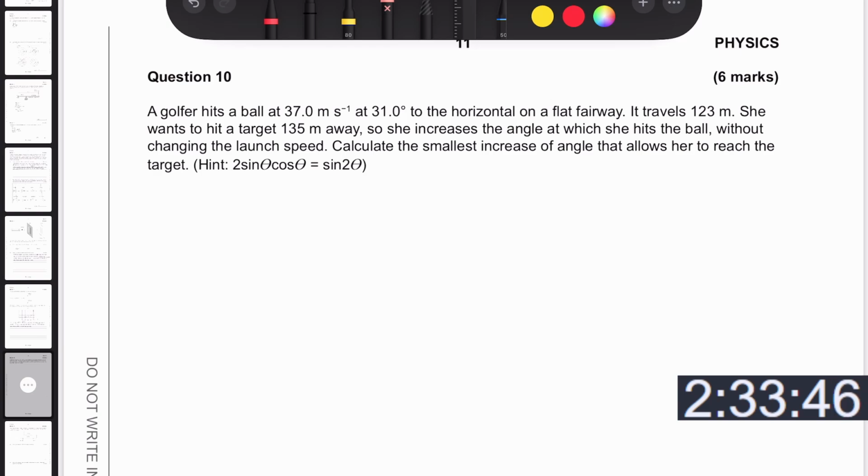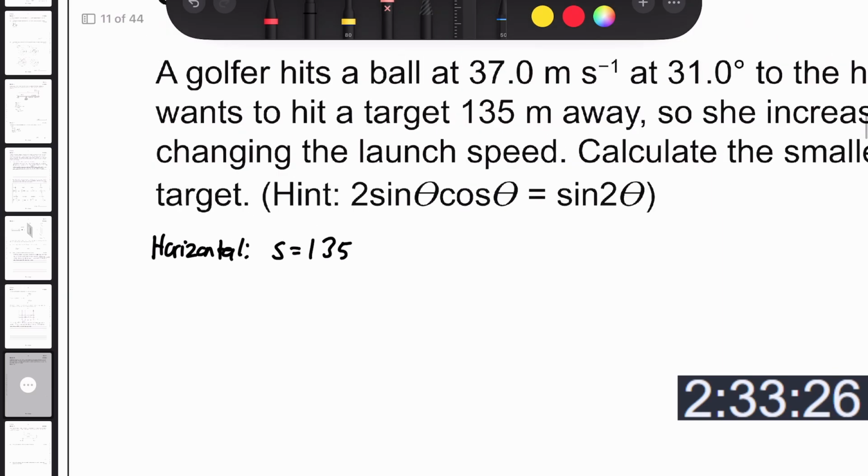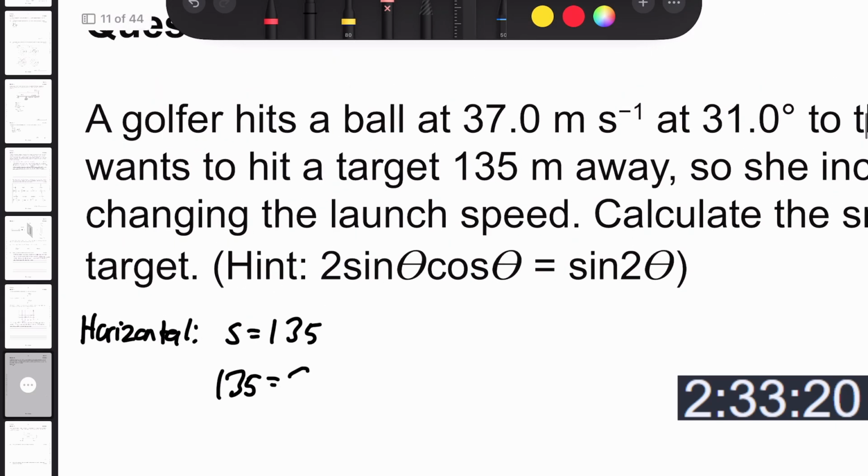Okay, she wants to hit the target 135 meters away, so she increases the angle at which she hits the ball. So let's go horizontal. She wants S equals 135. And then 135 equals 37 cosine theta times t.